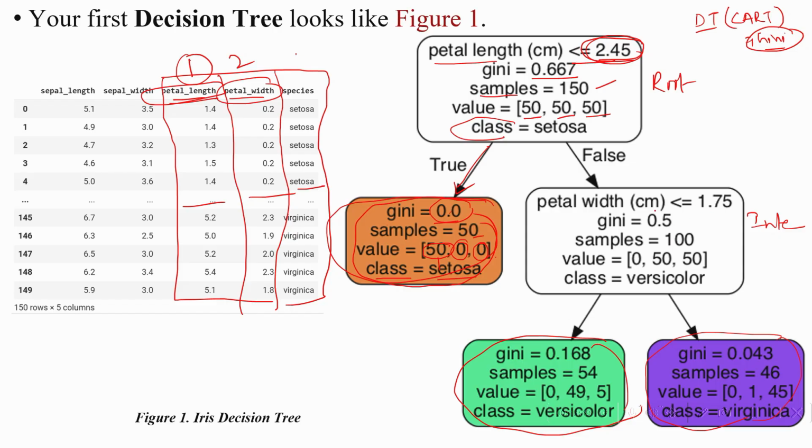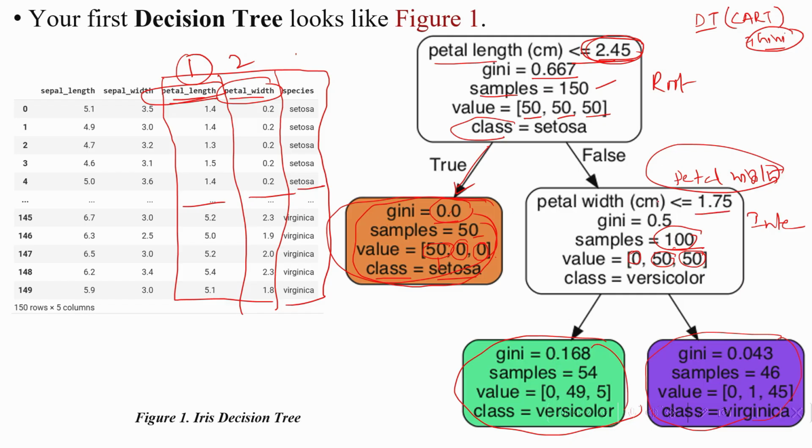Now here we have 100 samples, and out of these 100 samples, 0 belong to Setosa, 50 belong to versicolor, and 50 belong to virginica. Now we check the other attribute, petal width. The previous attribute we checked was petal length. Now we check petal width, and on this attribute we check the condition.